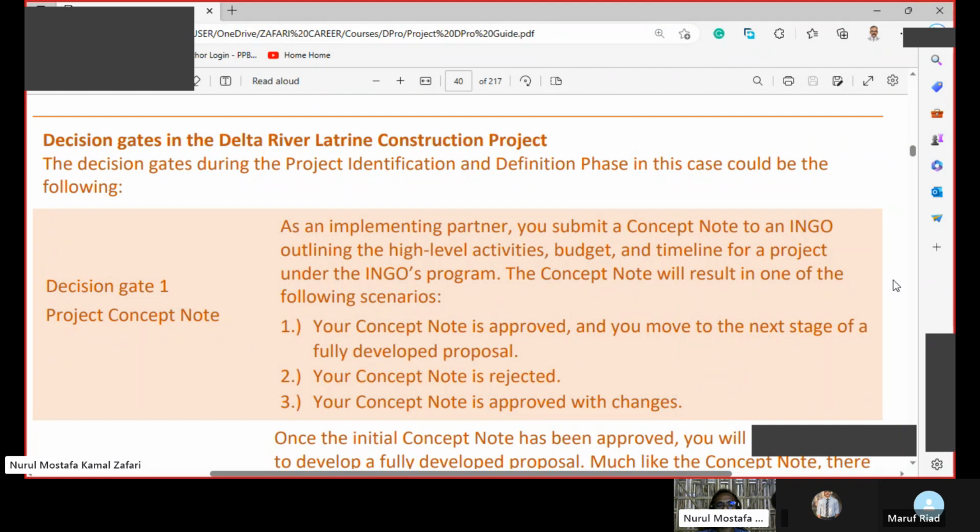Okay, decision gate 1, project concept note. Now we have developed a project concept note. Okay, now let's read. As an implementing partner, you submit a concept note to an INGO outlining the high-level activities, budget, and timeline for a project under the INGO's program. The concept note will result in one of the following scenarios. Your concept note is approved and you move to the next stage of a fully developed proposal. Your concept note is rejected. Your concept note is approved with changes. So these 3 scenarios can happen.